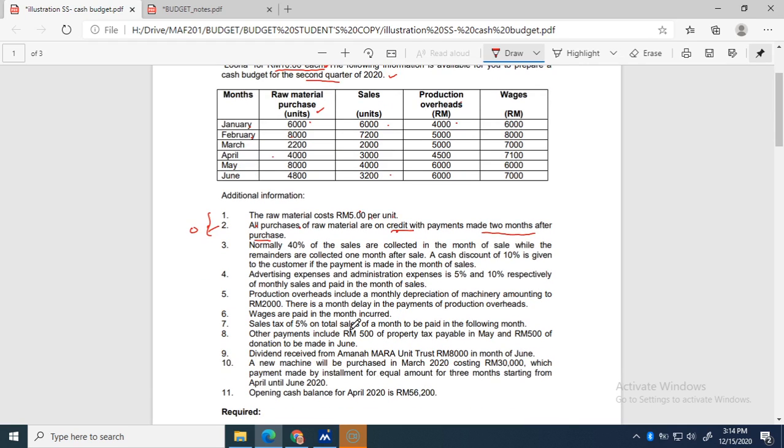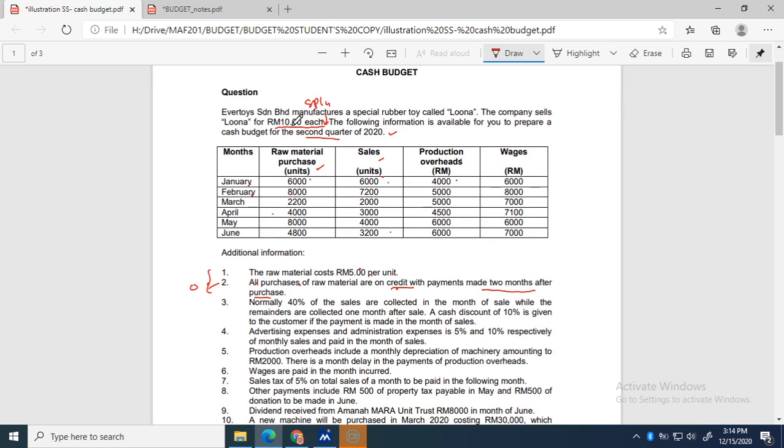Okay, we refer to statement number 3. Normally, 40% of sales are collected in the month of sales, while the remainder is collected in the month after sales. So now we refer to sales. So this is sales in units. To get sales in RM, times with the selling price here, 10 ringgit each. So 6 times 10 per unit. So the sales in January will be 60,000.